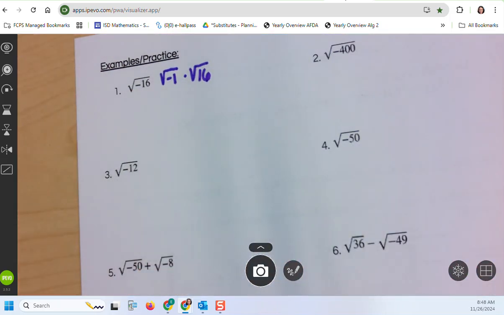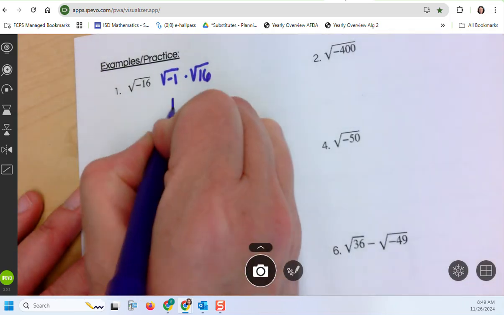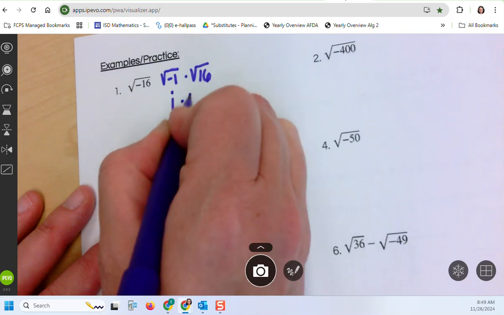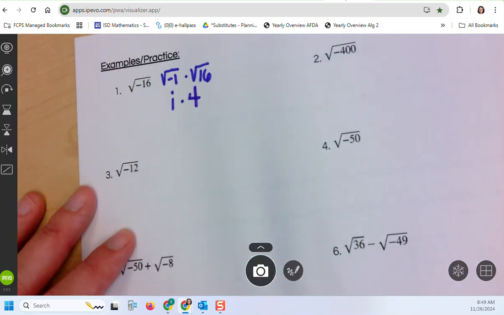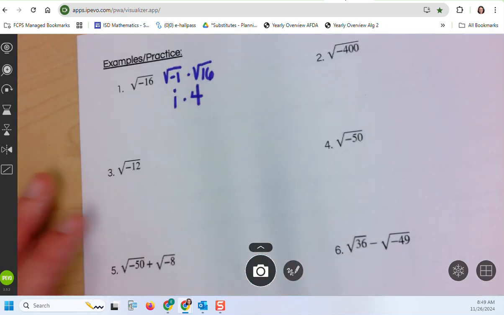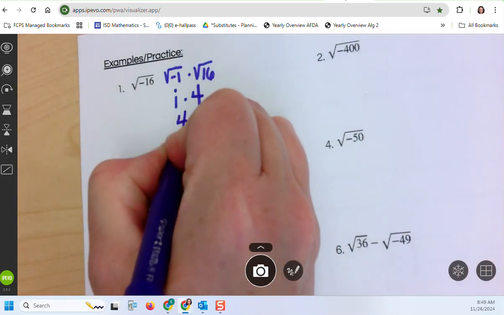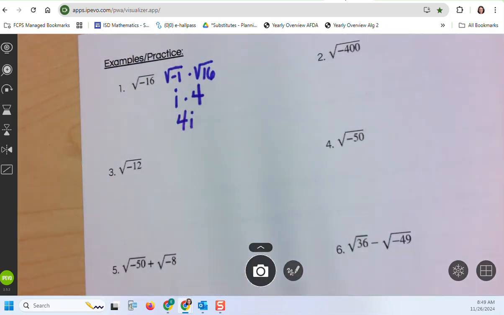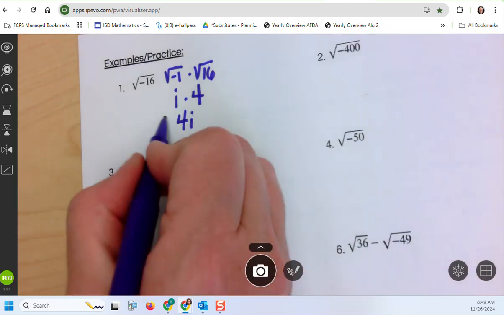You can't do it because it's negative or what? Yes. Yeah, we can't do the square root of a negative number with real numbers. We need imaginary numbers. So now I know the square root of -1 is i, and the square root of 16 is 4. And then the way we write this is just like what we would write if we had a variable. If we had x times 4, we would write 4x. If we have i times 4, we write 4i. It's not a variable. It is actually a non-real number, i, but you treat it the same.